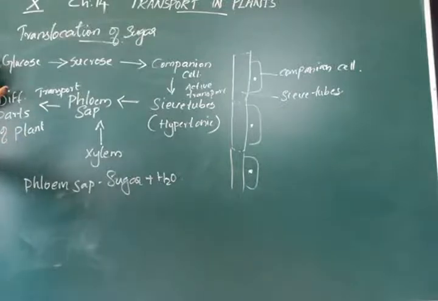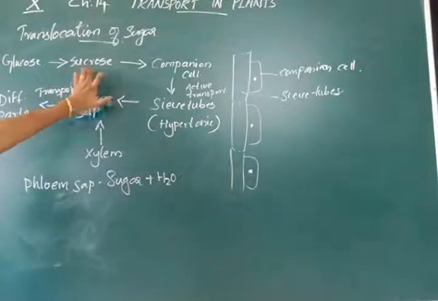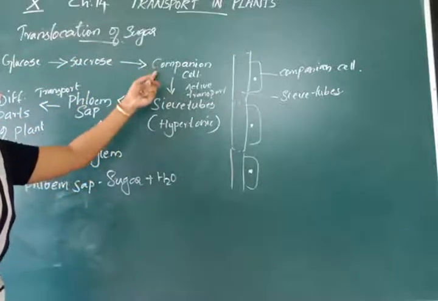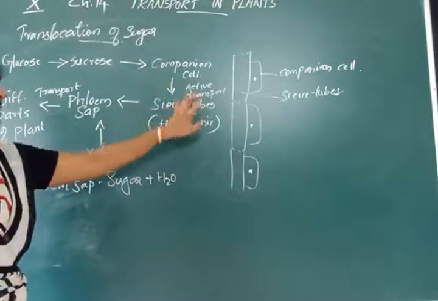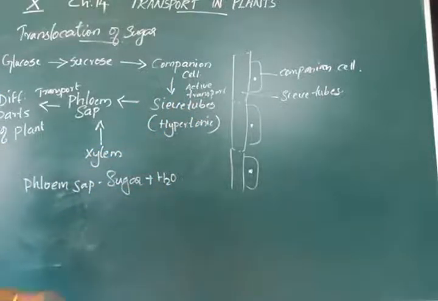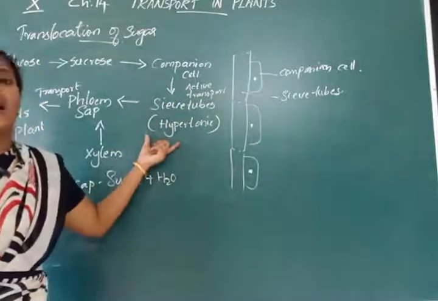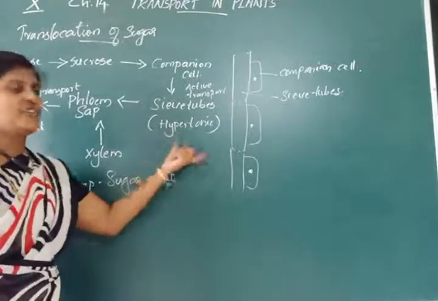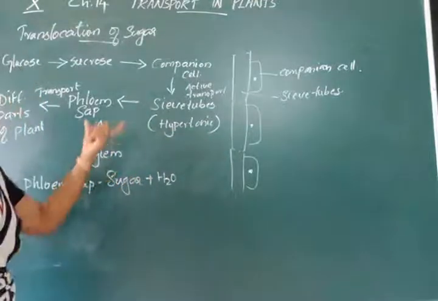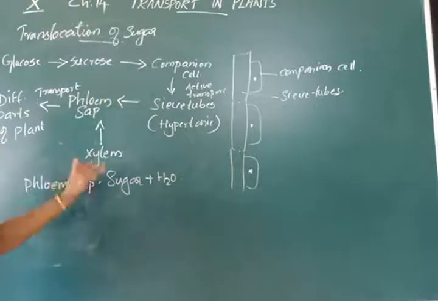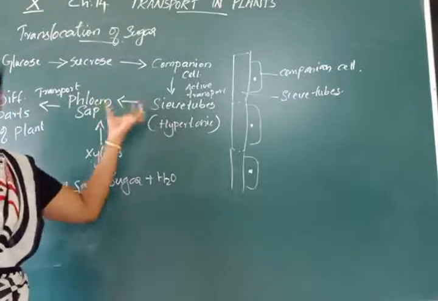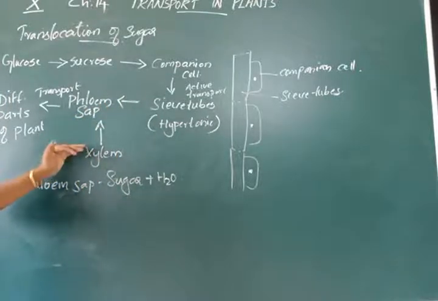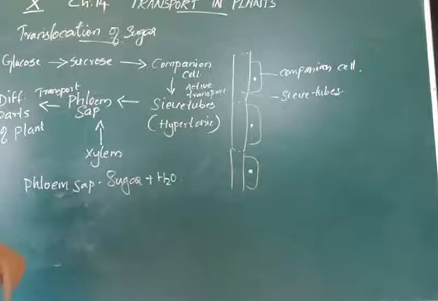The prepared food, that is glucose, is converted to sucrose, and this sucrose is transferred to companion cells. From the companion cell, it is actively transported into the sieve tube. Now the phloem will become a hypertonic solution. As a result of this hypertonic state in the phloem, water from the xylem moves into the phloem. Now the sugar present in the phloem will dissolve in the water that has come from the xylem. Together it is called phloem sap.